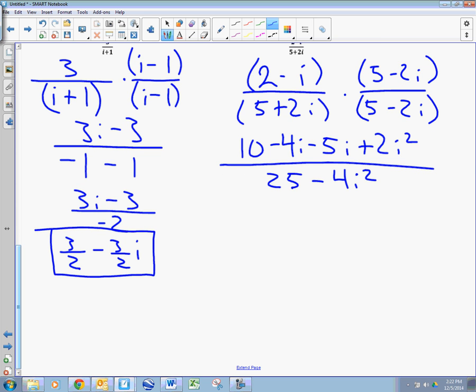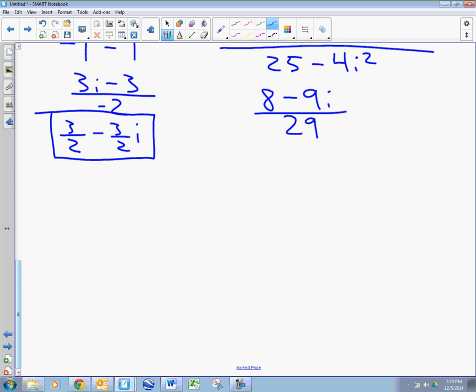Let's simplify the top. What is 2i squared? Negative 2 plus 10, 8. Negative 4i and negative 5i make negative 9i. Negative 4i squared becomes positive 4 plus 25, 29. Divide each of these. 8 over 29 minus 9 over 29i.